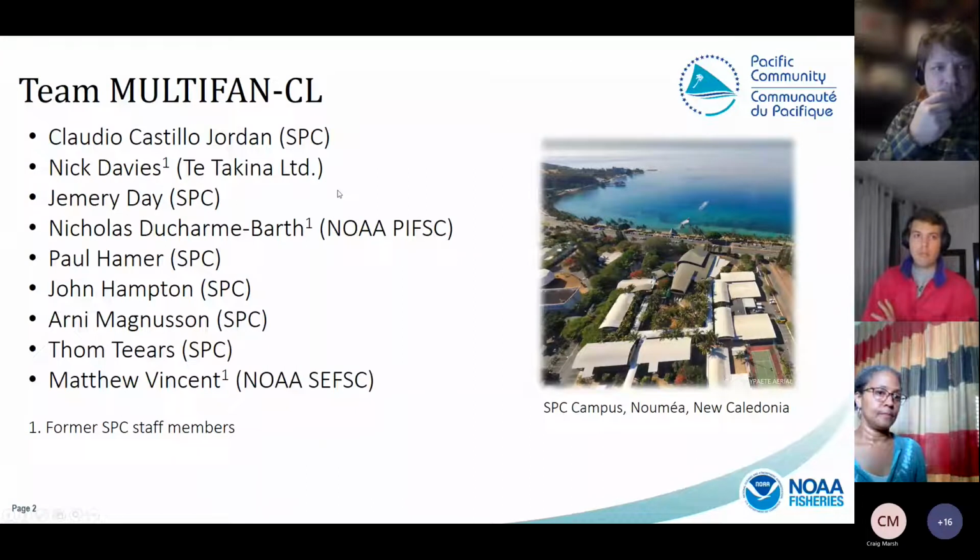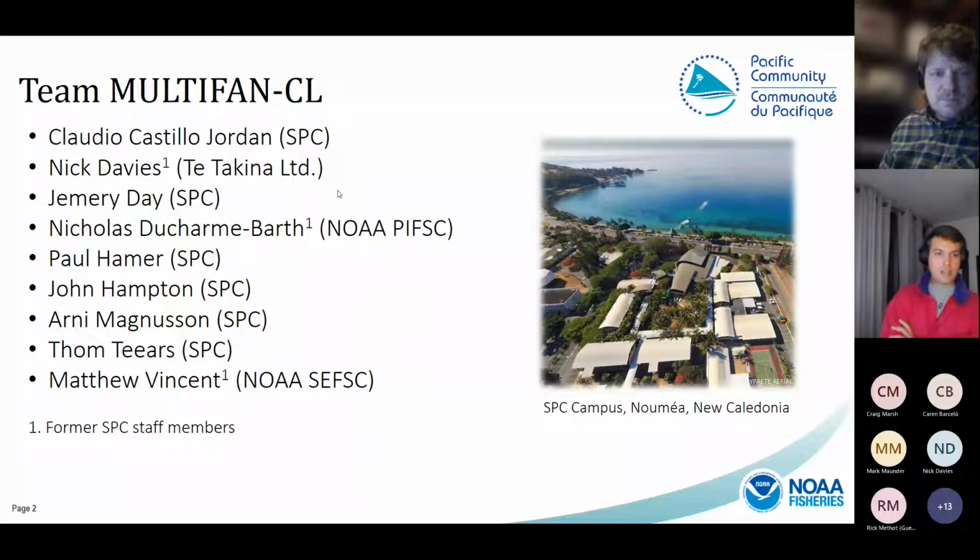So Team Multifan CL, there's actually a whole bunch of us, and I'd initially wanted to get a globe on the side, plotted out where we all are, but we actually can't all fit on one side of the globe. So I've got a nice picture of the SPC campus in Noumea, since at some point, everybody on this list, Claudio, Nick Davies, Jemry Day, myself, Paul Hamer, John Hampton, Arnie Magnuson, Tom Tiers, and Matt Vincent, we all work there or are currently working there.